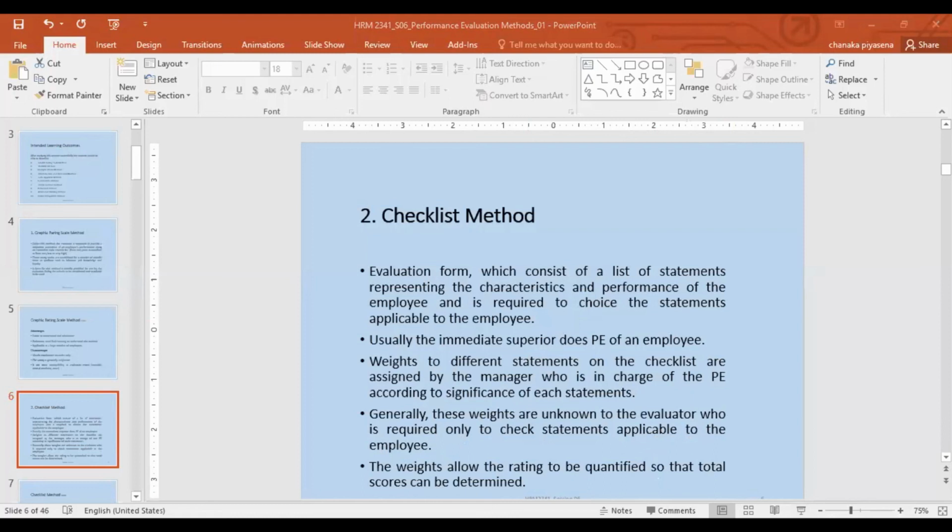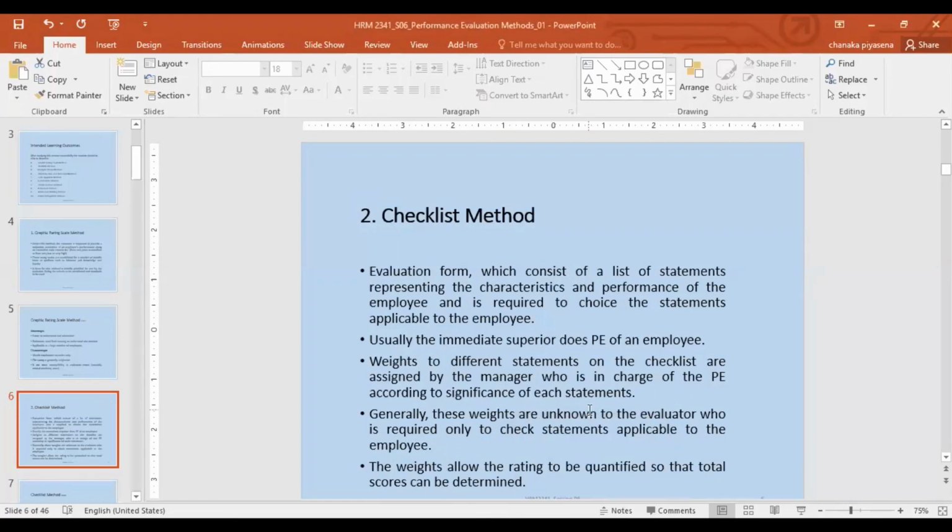But when we consider the machine operator of the production department, accuracy is more important than initiative. But in the previous method, the graphic rating scale method, there is no difference between accuracy and initiative in the end results, because accuracy and initiative are equally considered in this performance evaluation form.